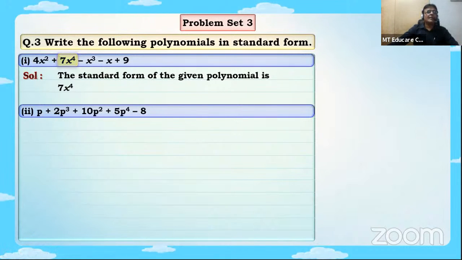7x⁴ minus x cube plus 4x square minus 1x, or only x, plus 9. Right? Let us check once. 1 2 3 4 5. They have given 5 terms. Whether I have written 5 terms, whether I have copied 5 terms. 1 2 3 4 5. Yes, I have copied 5 terms. Good job. Those who got it right, pat yourself. Good job. Second solution also I am writing. I have written the solution for you.